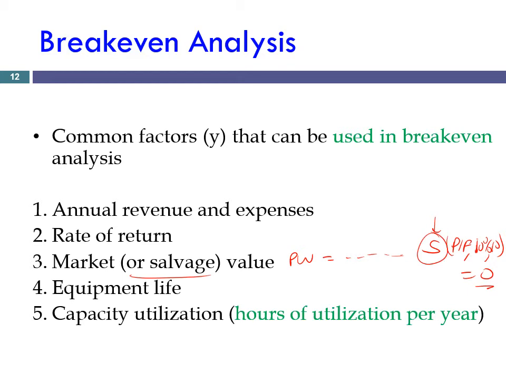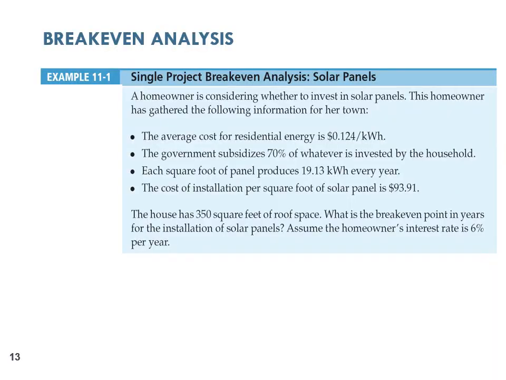So when I say these common factors, it means that in this alternative, you try to find the break-even point in terms of the salvage value. Here, you want to find the break-even point in terms of the equipment useful life, or the capacity utilization. Okay, these are common factors. Of course, there may be some others, but these are the most common factors.